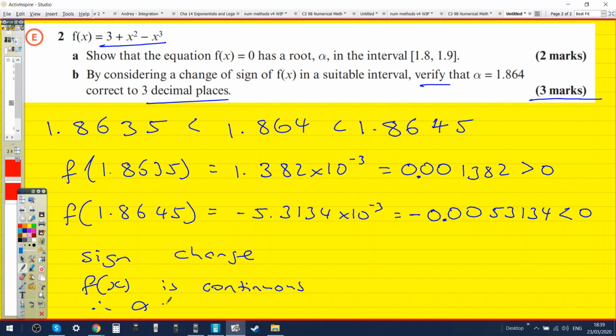Therefore, alpha is equal to 1.8642 to 3 decimal places. So we did above it and below it to 4 decimal places, lower bound, upper bound, and so it definitely will round to this to 3 decimal places. You could see that the exact root is when f of x is equal to 0. This is very close to 0 but positive, and this is very close to 0 but negative.